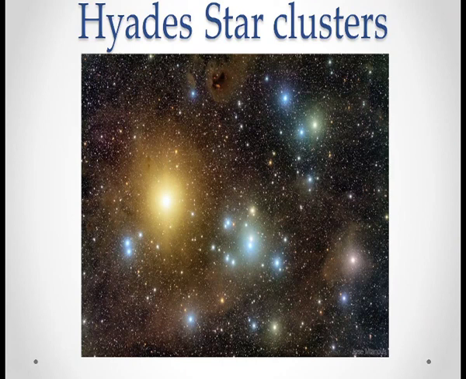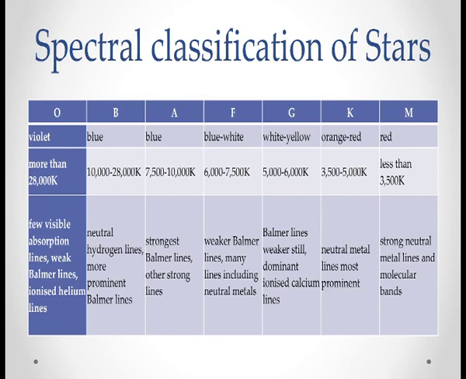The Harvard Spectral Classification of Stars classifies the stars into 7 categories: O, B, A, F, G, K, M. O stars are violet color stars, with temperature more than 28,000 Kelvin. M category stars are red color stars, less than 3,500 Kelvin. In between you can see B, A, F, G, K. B is a blue star, A is also a blue star, and F, G, K are blue white, white yellow, and orange red stars. Like that, stars, the building blocks of galaxies, are studied very deeply to understand the formation of the universe.